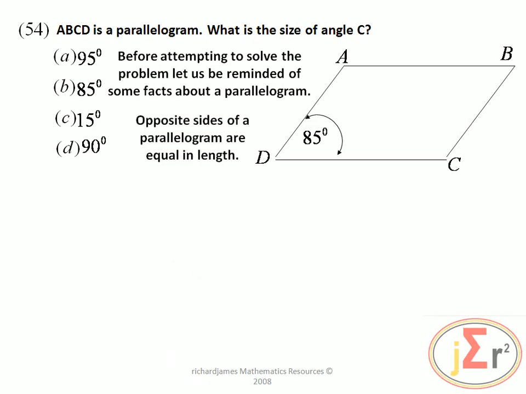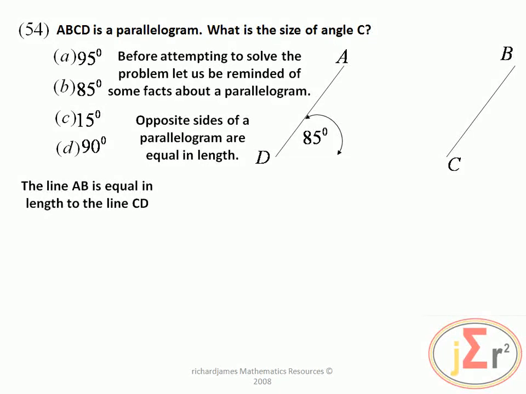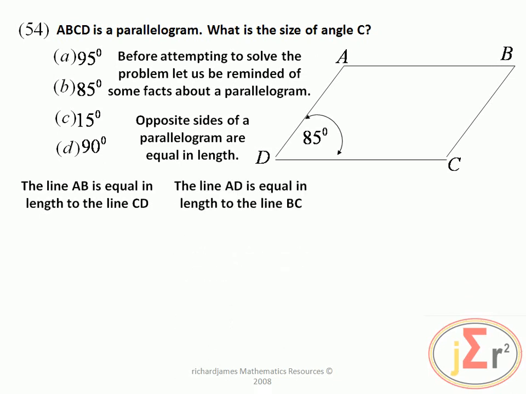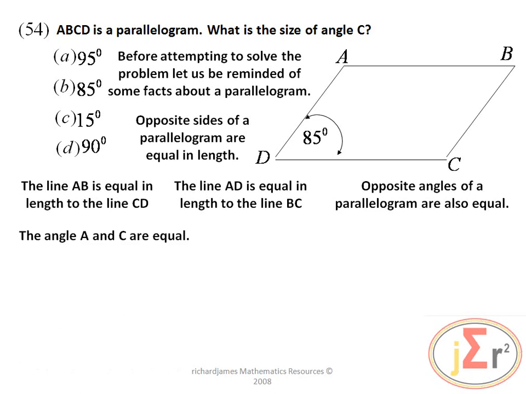Opposite sides of a parallelogram are equal in length. The line AB is equal in length to the line CD. The line AD is equal in length to the line BC. They are parallel and they are equal in length. Opposite angles of a parallelogram are also equal. So the angle at A and the angle at C are equal. The angles B and D are equal. Right, now we have enough facts to go on.